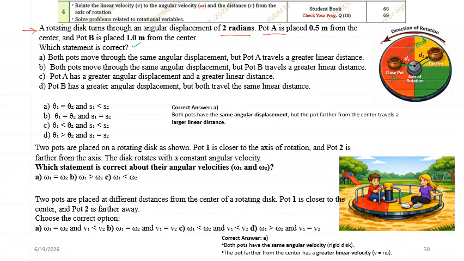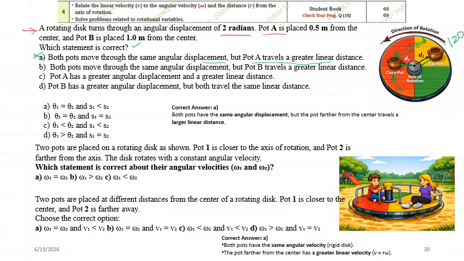Both ports move through the same angular displacement. See, if this is rotating 120 degrees, this must rotate how much? 120 degrees. So the first statement, I believe, is clear. Both ports move through the same angular displacement, but port A travels a greater linear distance. Port A is closer. As we learned before, which is closer will cover less distance. So this option is wrong.